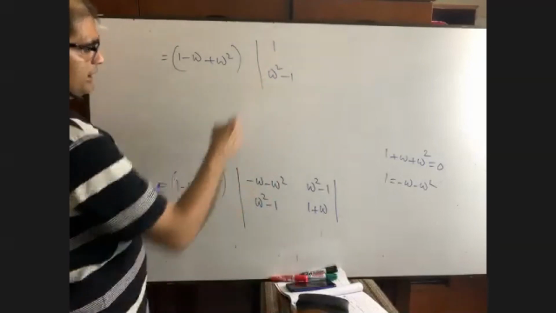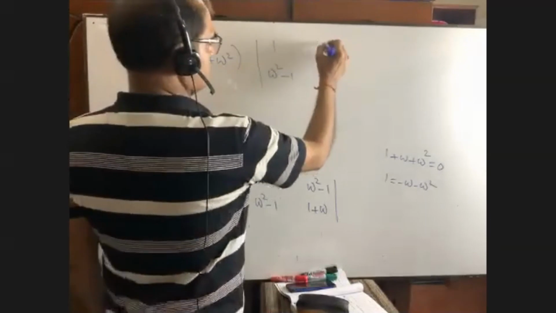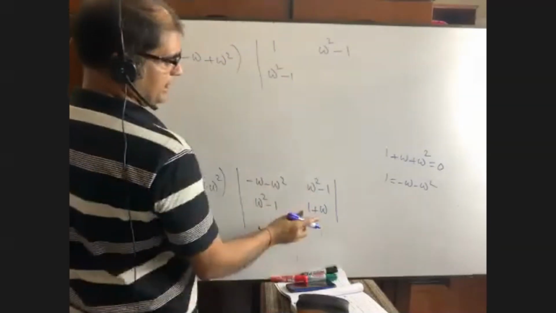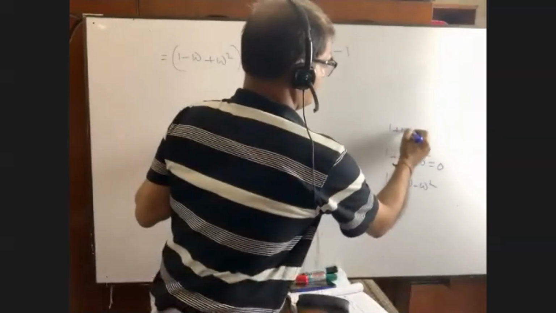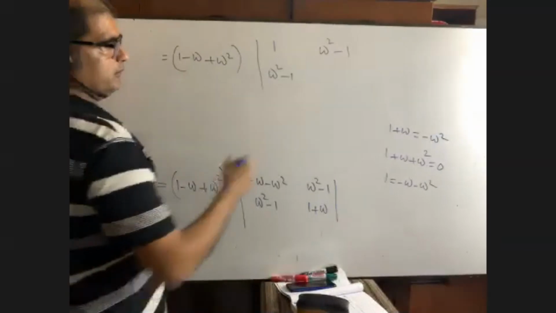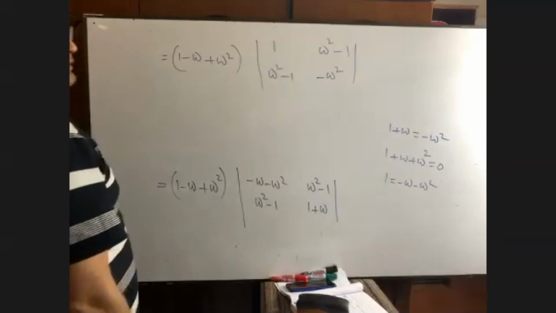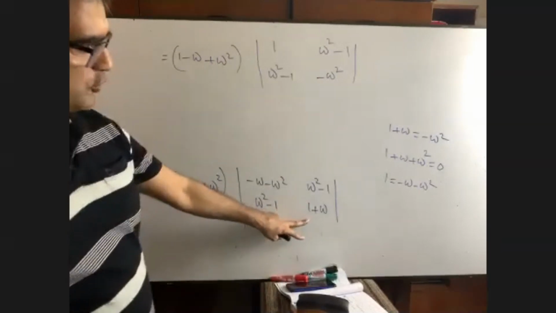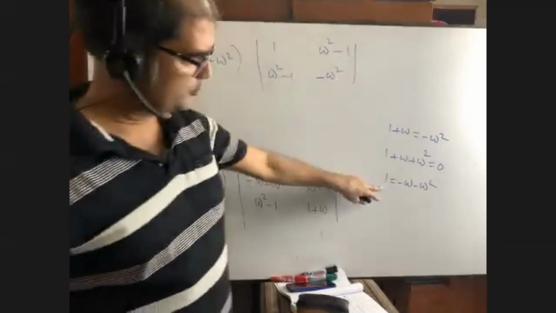So we are getting this is 1, and here it is omega square minus 1. You see it is omega square minus 1. It is 1 plus omega. So from here we can write 1 plus omega equals to what? Minus omega square. I have written all the formula. 1 plus omega equals to what? Minus omega square. And this is the formula equals to 1.